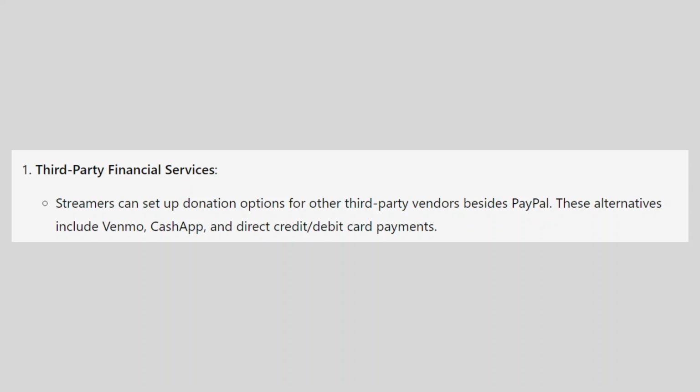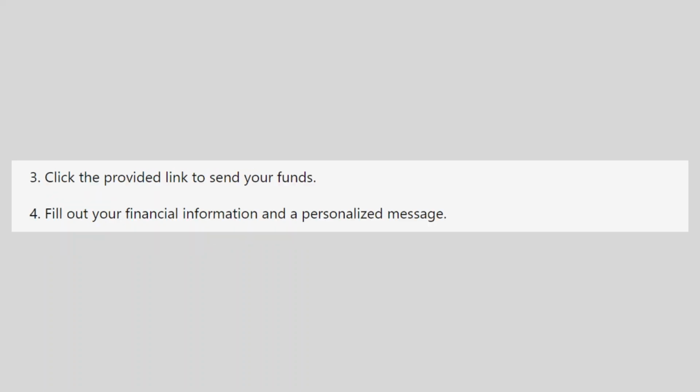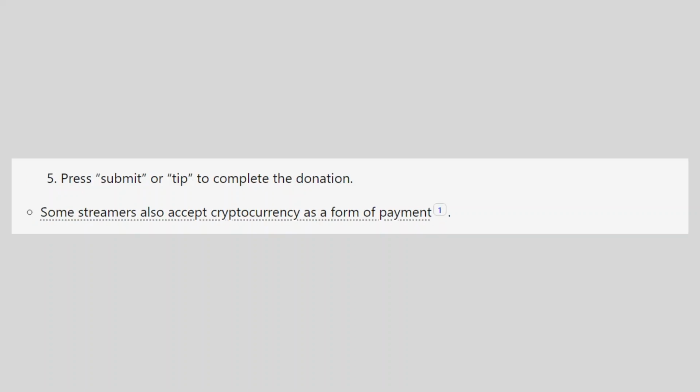First of all, streamers can set up donation options for other third-party vendors besides PayPal. These alternatives include Venmo, Cash App, and direct debit or credit deposits. To donate on Twitch without PayPal, search for your favorite streamer, then look for a panel donate. Now click the provided link to send your funds. Fill out your financial information in a personalized message, then press submit or tip.